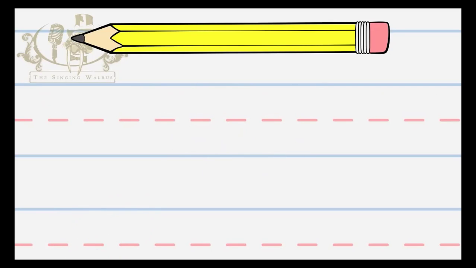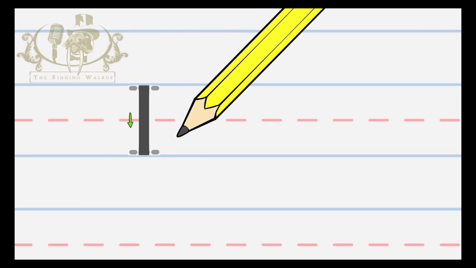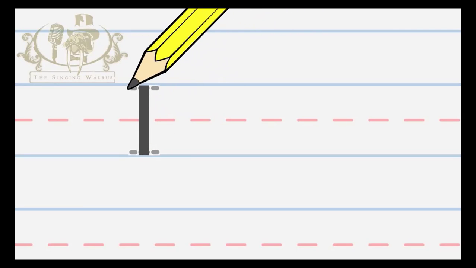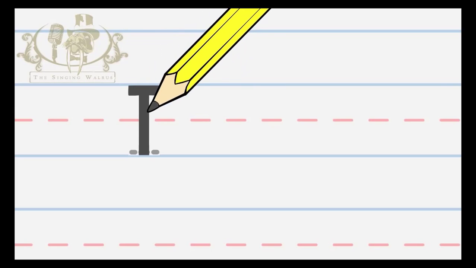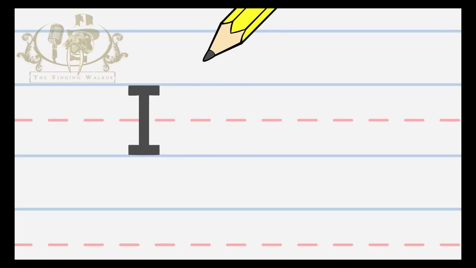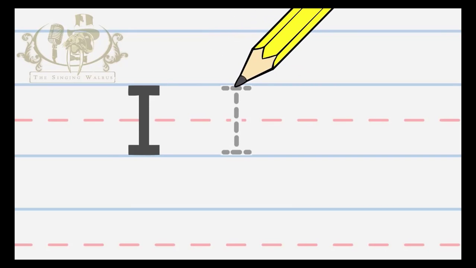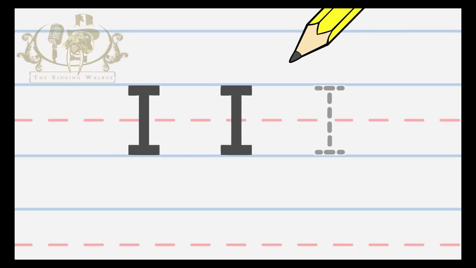First, we'll write the capital I. That's the big I. Start at the top and make a line down. Go back to the top and make a line across. Then, go to the bottom and make another line across. Let's try it again. Down, across, across. Now you try. Now, check if you did it right.